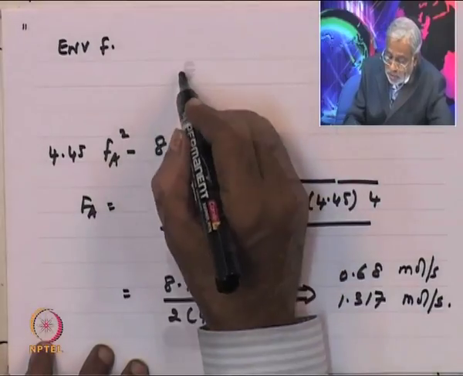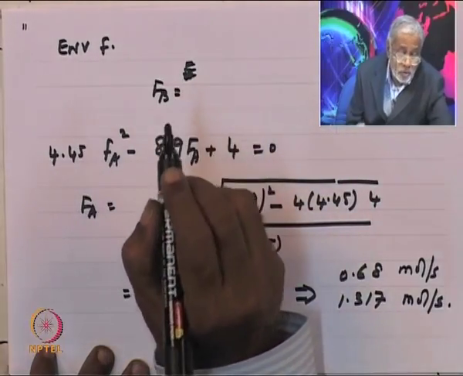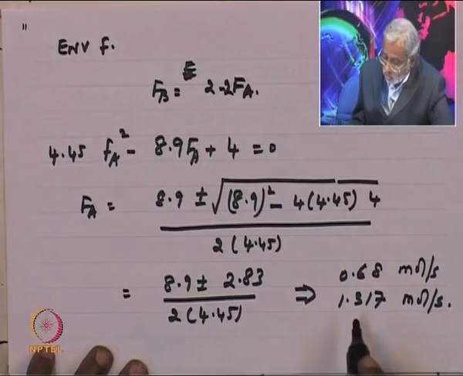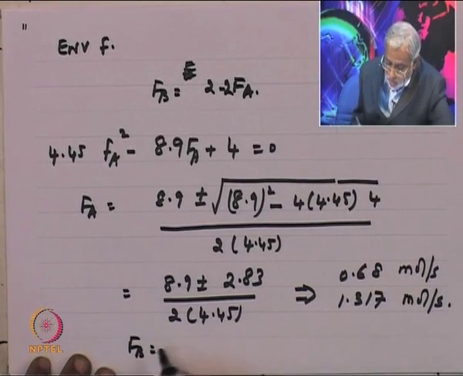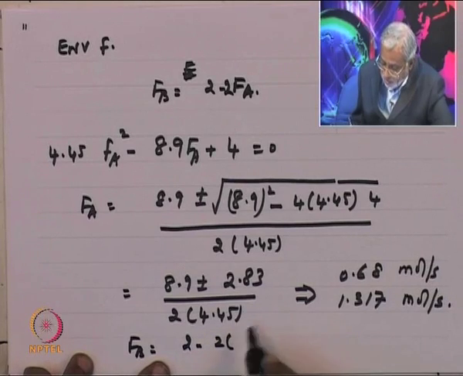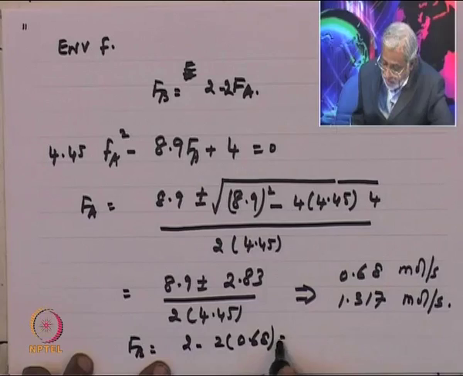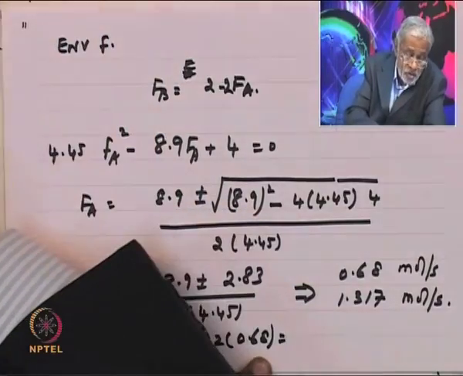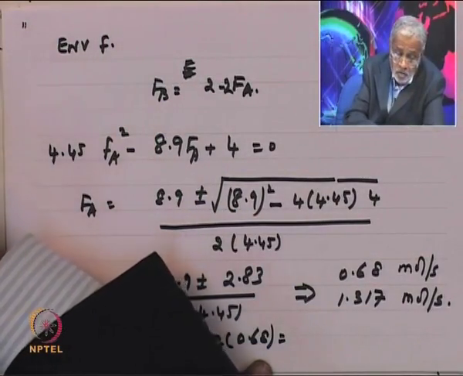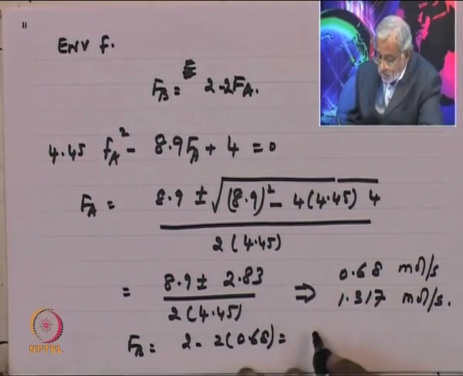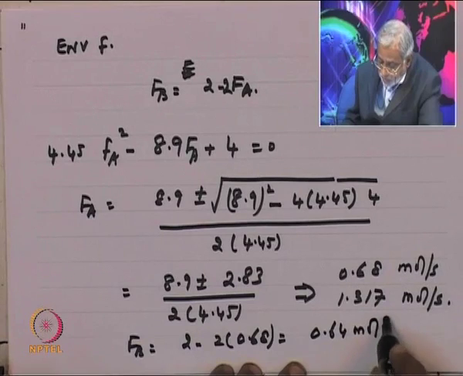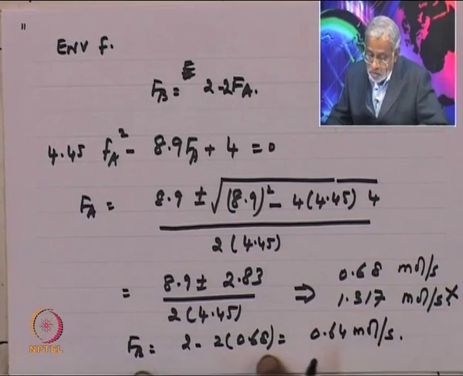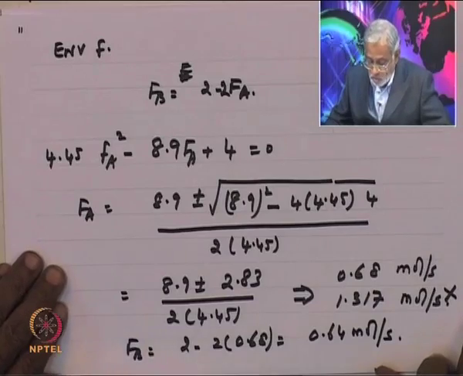And we also know that FB equal to 2 minus 2 FA. See, so this is FA, therefore, FB equal to 2 minus of 2 times FA, if it is 0.68, it comes to 1.32. So, 0.68, is it right? So, it is FB, so it is 2 minus 1.36, 0.64 mole per second. Okay. And this solution is not admissible because it violates the principle.